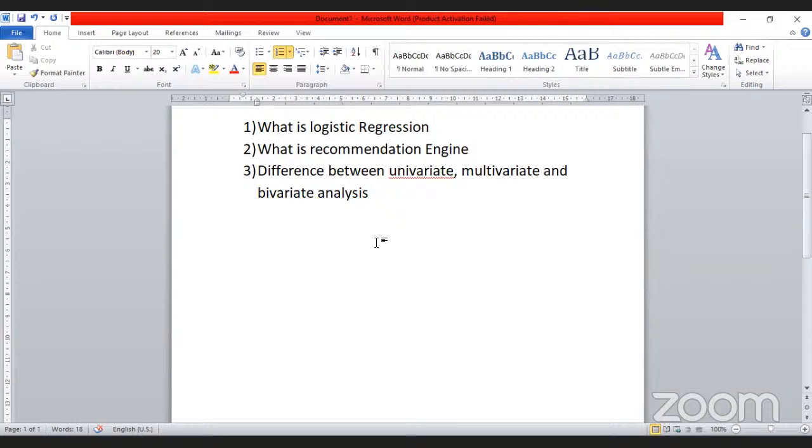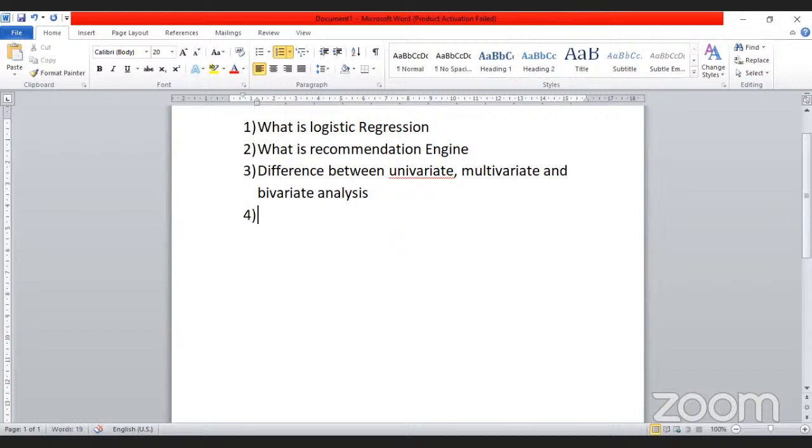Okay, this is an important topic. This is a descriptive analytics technique, and the difference is based on how many variables they use. On the basis of that, these three different analysis techniques are built: univariate, bivariate, and multivariate.